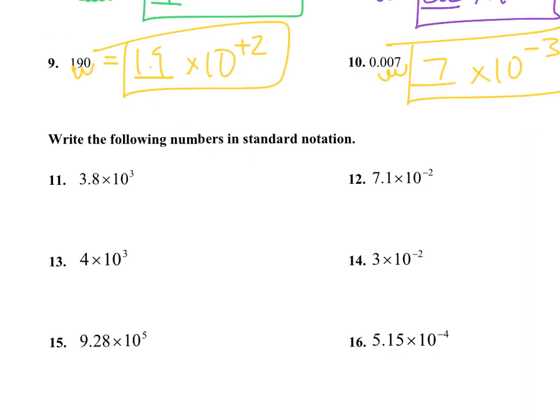Okay, your instructions for numbers 11 through 16 say write the following numbers in standard form. So again, if you have a positive exponent, you're going to move your decimal point to the right. If you have a negative exponent, you're going to move your decimal to the left. So here we go with number 11. You've got 3.8 times 10 to the third power. Let's start off with what we know. We got 3.8 times 10 to the third. So the exponent 3 tells me I'm going to move my decimal. The positive 3 tells me I'm going to move my decimal to the right 3 times. So 1, 2, 3.